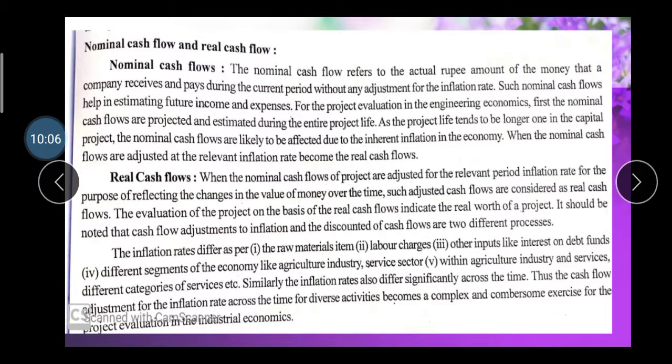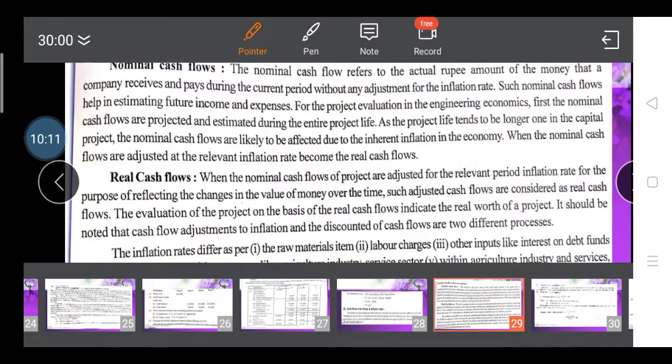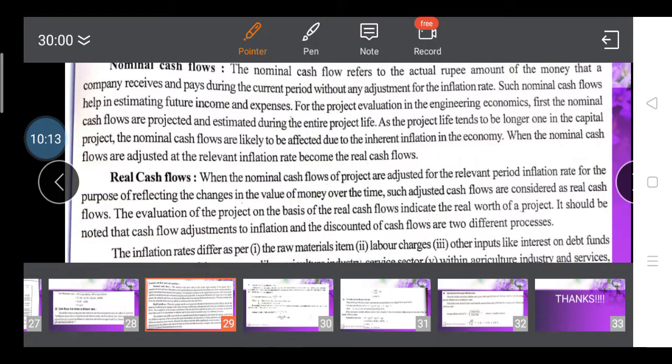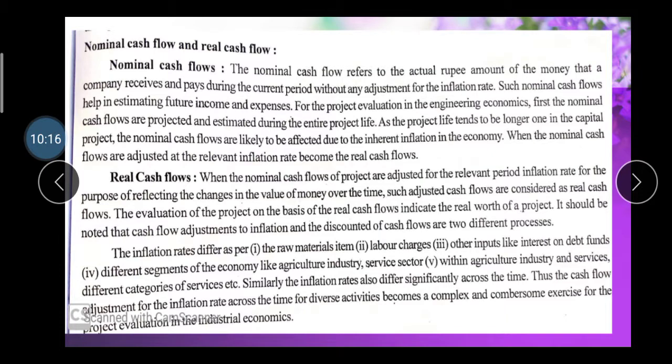So there are the nominal cash flow and the real cash flow. Okay, so nominal cash flow and real cash flow. So first one, the nominal cash flow. The nominal cash flow refers to the actual rupee amount of money that the company receives or pays during the current period without adjusting for the inflation rate. Inflation rate adjust કર્યા પહેલા જે પણ આપણને વેલ્યુ મળે છે એને nominal cash flow કહેવાય છે.